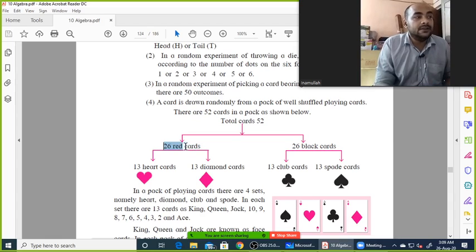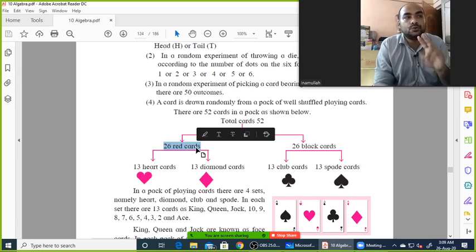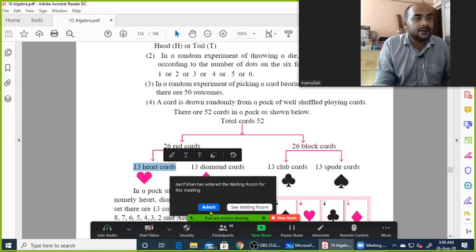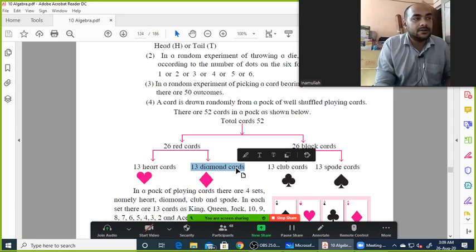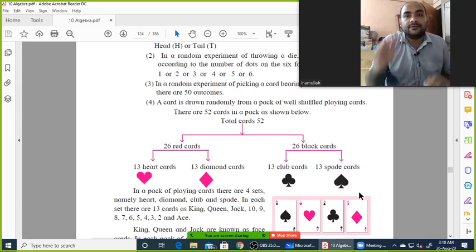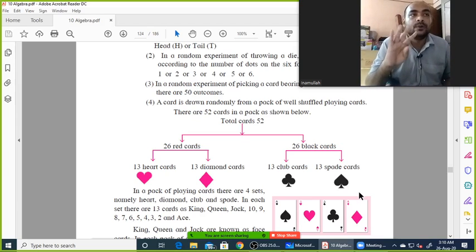Further, these 26 red cards can be divided into two different types of card. One is called heart card and the other one is called diamond card. And each of these two types will be of 13 cards. So you will have 13 heart cards and 13 diamond cards, and both are red in color. Same way, in black color cards, you will get 13 club cards and 13 spade cards. So this way, total 52 cards are divided into four groups.